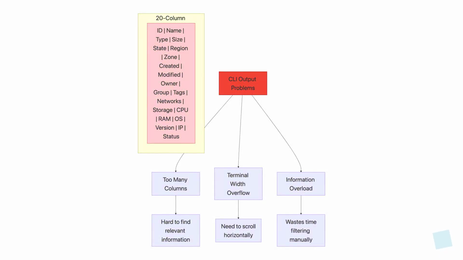One thing that drives me crazy with some CLIs is when I'm only interested in a couple of fields but get this massive table with 20 columns. Half the time I can't even read it without horizontally scrolling in my terminal. Can I customize what fields show up?